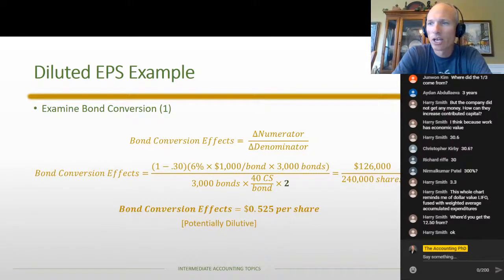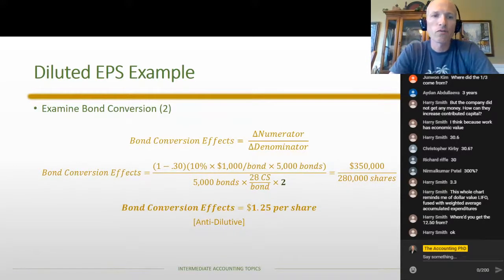$126,000. And then the conversion option on these bonds says that each bond can be converted to 40 shares of common stock. Again, that's not split adjusted, so we multiply by 2 in order to split adjust it, which gives us 240,000 shares. So the change in the numerator is 126,000 if we do not have to pay the interest expense on these bonds, and the change in the denominator is that we would have to issue 240,000 shares at the conversion. So the effect is 52.5 cents. Much like the previous two, this is potentially dilutive because the combination of the two would end up somewhere in between $1.05 and 52.5 cents.